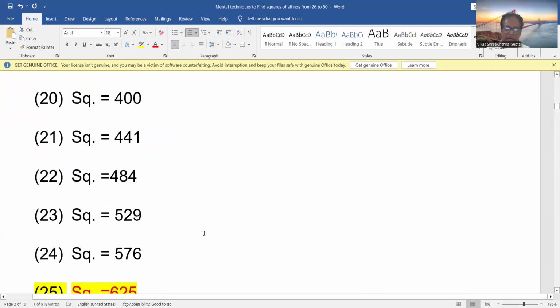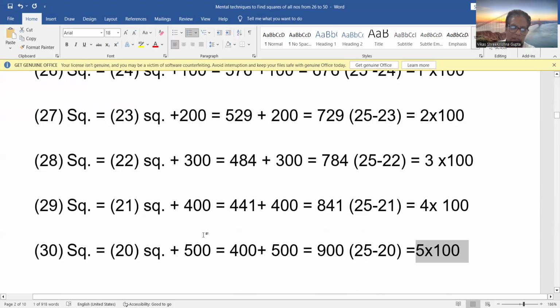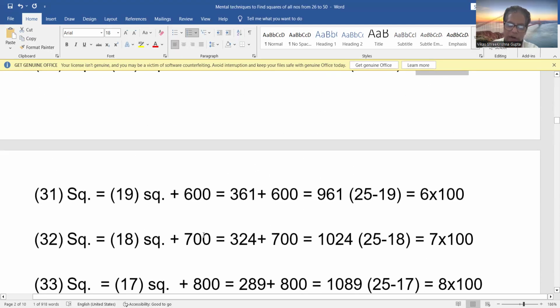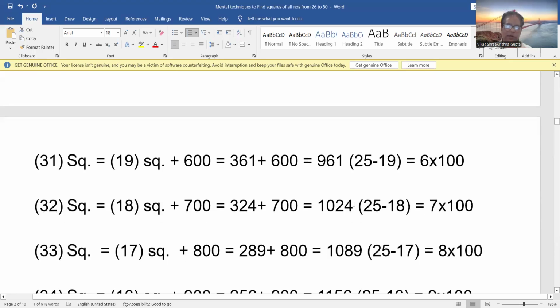But this relationship continues even further. It is not limited up to only 20. Now suppose I want to find the square of 31. Now 31 is 6 ahead of 25. So what is the number 6 back of 25? That is number 19. So 19 square, and what will I add? 6 into 100, so we'll add 600. So 361 plus 600 is 961. You see, it's 961. In the same way, 32 square.